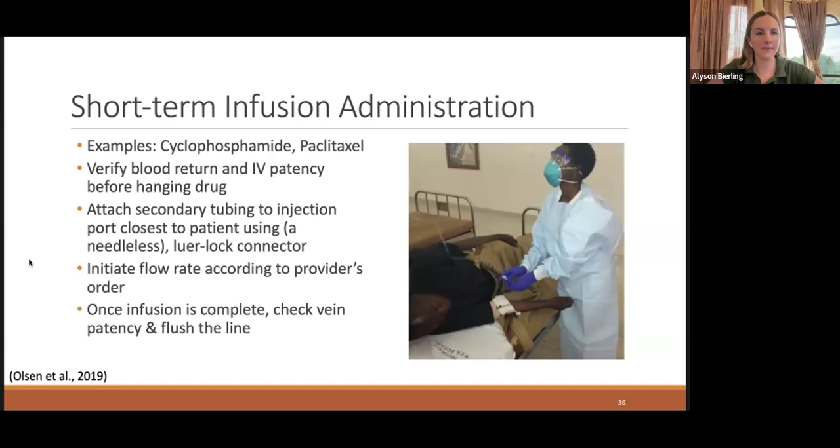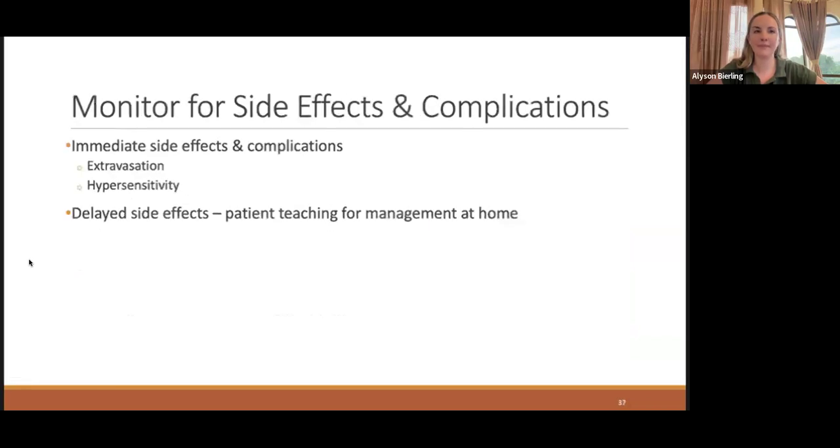So one example that we have been using is cyclophosphamide. Cyclophosphamide is administered over an hour, and it's typically mixed in 500 mils. So you would take your volume to be administered, which is 500 mils, take the time you want it infused over, which is an hour, and take the drip factor of the infusion set that you're using and use that to calculate the flow rate. And then once the infusion is complete, we want to check vein patency again and flush the line, typically with normal saline.